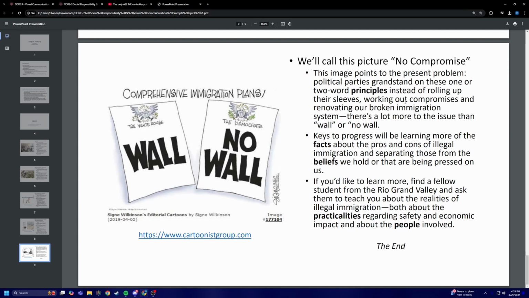Wow. I don't know about that one, when you think about it. Well, yeah, I don't know. Anyway, the keys to progress will be learning more of the facts about pros and cons of illegal immigration and separating those from the beliefs we hold or that are being pressed on us. If you'd like to learn more, I don't think we really needed to analyze this one, but we can do it anyway. I think we have a little bit of time.